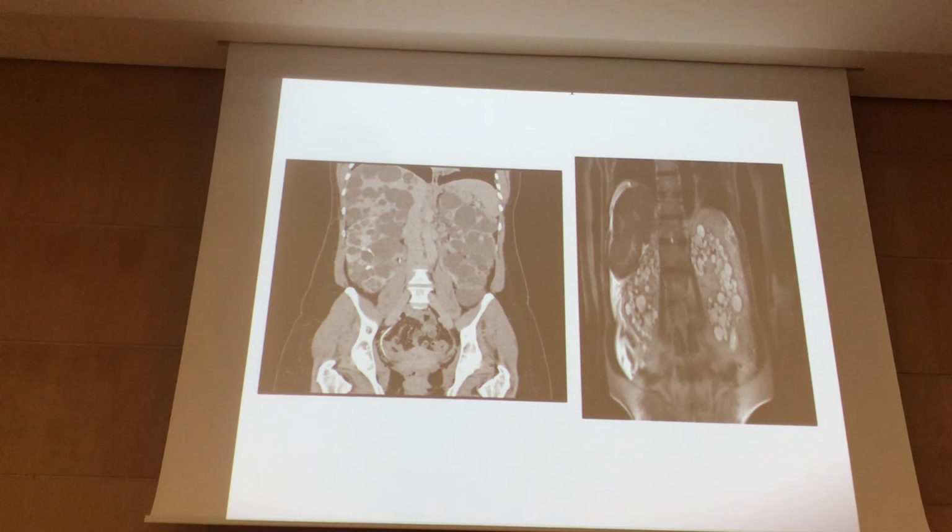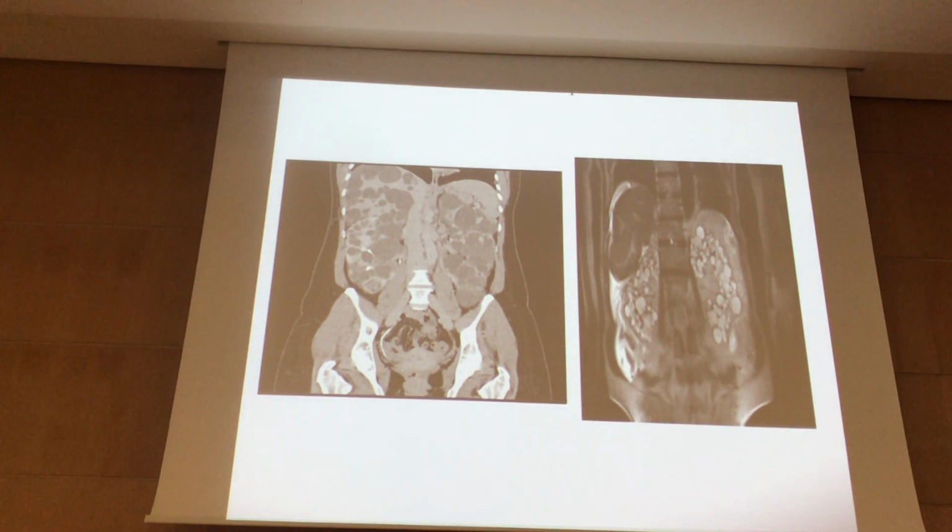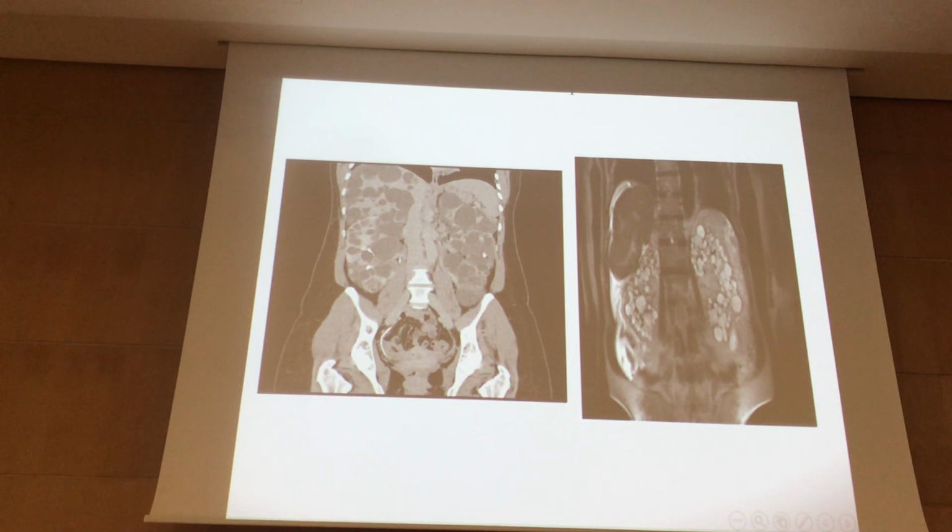So what is the difference? Anyone? What is this disease, angiomyolipomas? First tell me which one is CT and which one is MR. This is MRI. This one is CT. Good. Now tell me, are these fat or are these cysts?